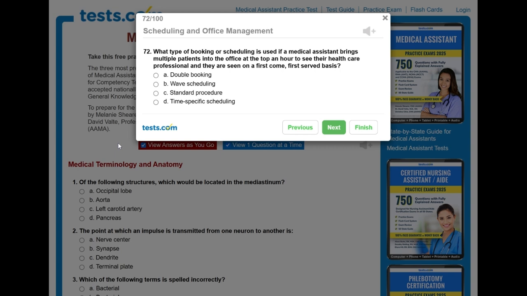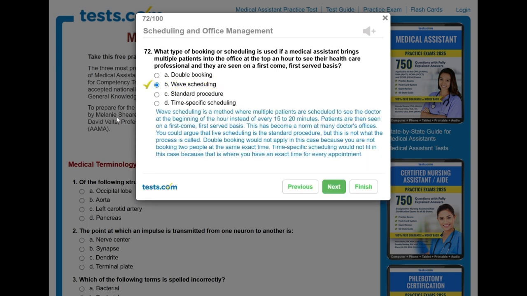Question 72. What type of booking or scheduling is used if a medical assistant brings multiple patients into the office at the top of an hour to see their healthcare professional and they are seen on a first-come, first-served basis? A. Double booking. B. Wave scheduling. C. Standard procedure. D. Time-specific scheduling.